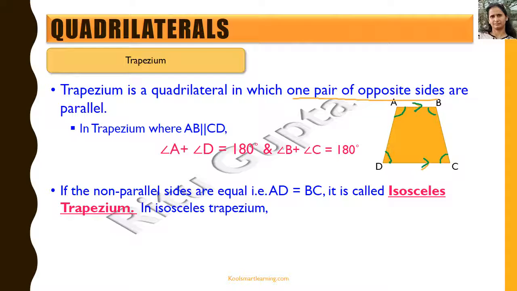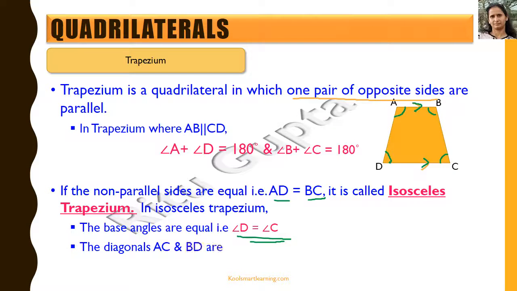Now if the non-parallel sides, which are AD and BC, happen to be equal, then it is a special case of trapezium called isosceles trapezium, and in isosceles trapezium the base angles are also equal. So angle D becomes equal to angle C, and the diagonals AC and BD will be equal, which is true only in case of isosceles trapezium.